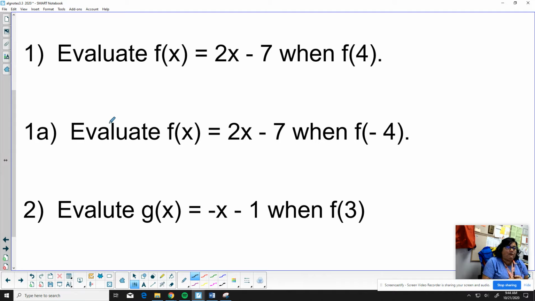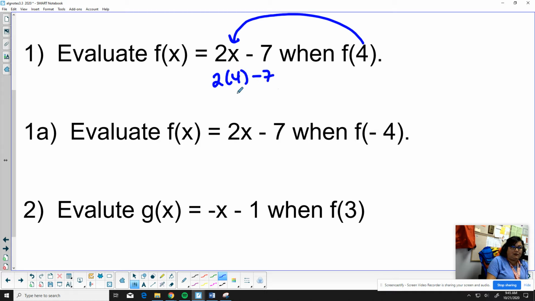So it says to evaluate f of x equals 2x minus 7 when f of 4. So what I want to do is take this 4 and put it in place of the x, or substitute it. So I'm taking the x out and I'm putting the 4 in. So this will be 2 times 4 minus 7. Well, you can just type that right into your calculator and that will give you 1.